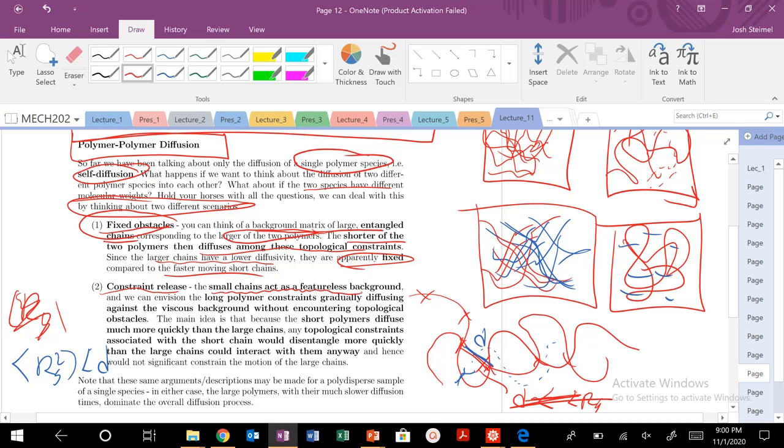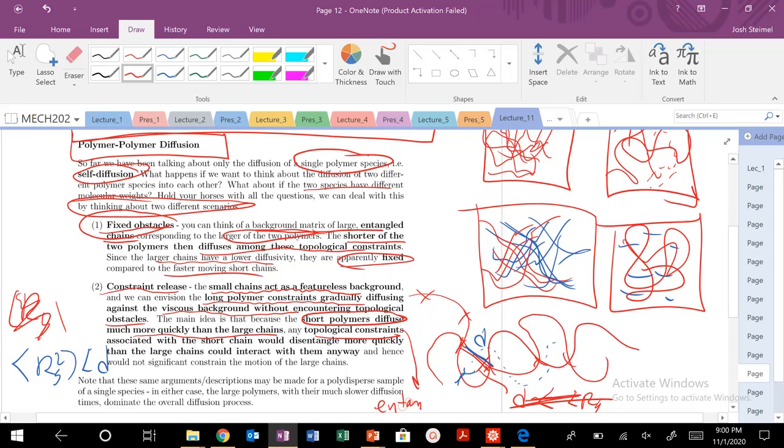act like just a featureless background. So they're not going to entangle as much, and they're not going to have permanent constraints or topological obstacles. So you can think about this scenario of long polymer constraints are going to diffuse. So your long polymer, your entanglements are going to diffuse against this viscous background without encountering topological obstacles from the shorter chains. So that's a key point. So the short polymers are going to diffuse much, much more quickly than large chains, and any topological constraints, i.e.